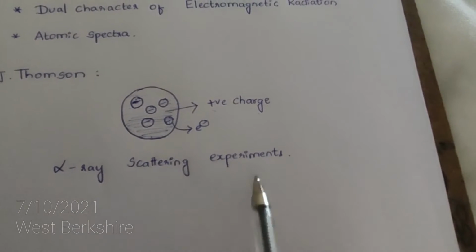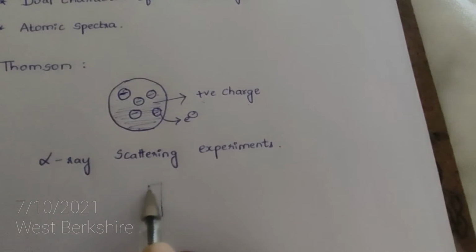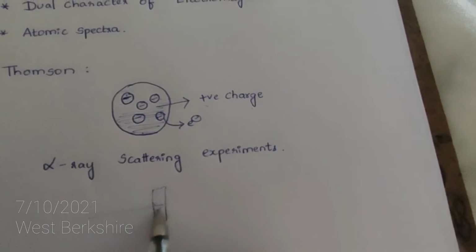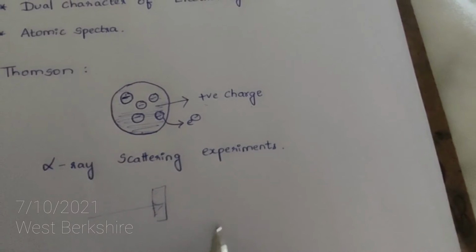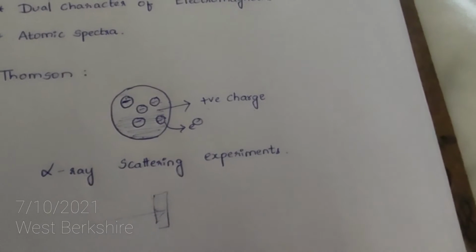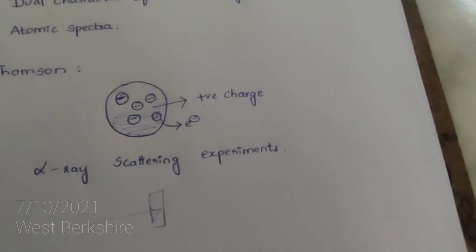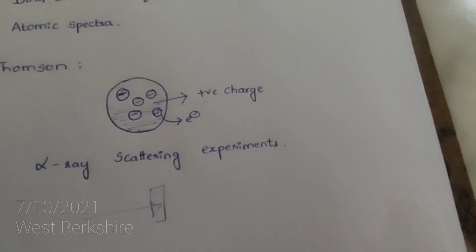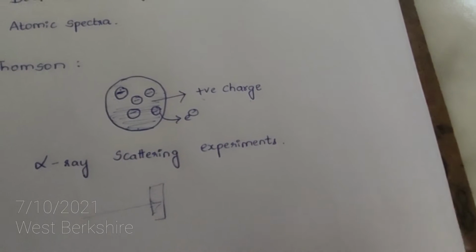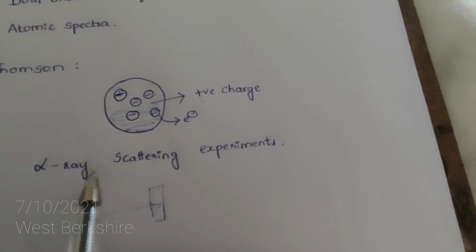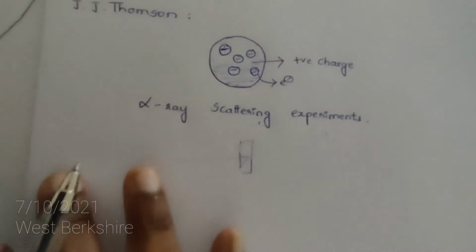According to this experiment, when a thin foil of gold is bombarded with alpha particles, this experiment showed that the mass of the atom is concentrated in a small region, and it is not uniformly distributed. So, considering the results of the alpha ray scattering experiment, Rutherford proposed his atomic model.